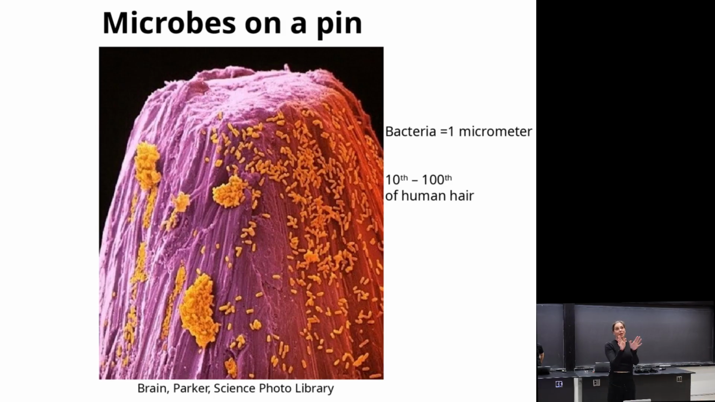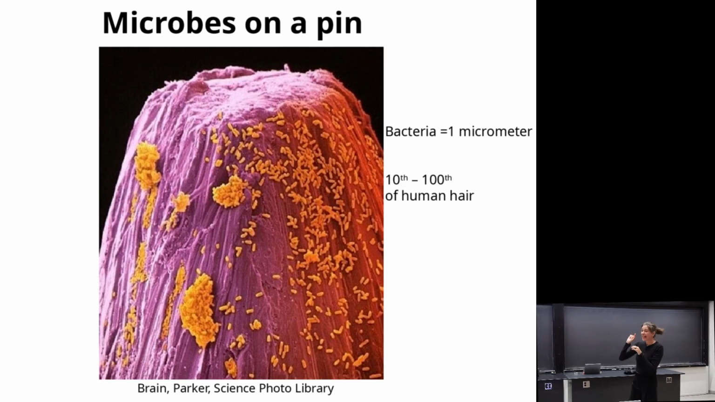Okay, so what is a microbe? A microbe basically, first of all, is very, very small. If I take my hair and look across it, I can fit like 10 or 100 microbes across it. That's how tiny they are. This is a pin, and it's been colored, obviously. And all the little yellow dots are basically E. coli. This is how tiny they are.